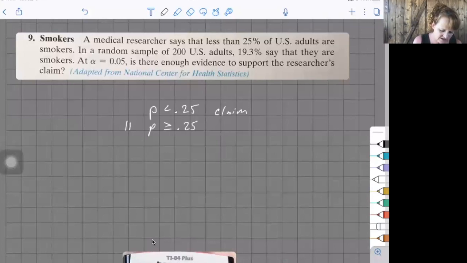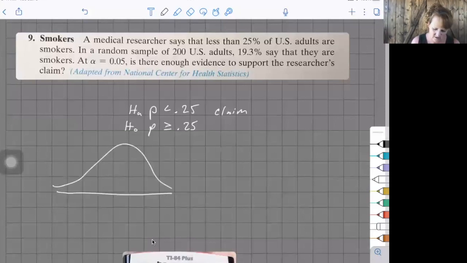And this is going to be our H naught because it's got the equal sign, and our HA is the other one. We're going to draw a picture. Our HA points to the type of problem it is. So this is going to be a left tail test. So that means my alpha is going to be in this left tail. Alpha equals 0.05. Let's figure out what the critical value for alpha is.